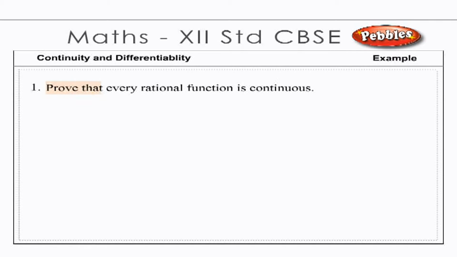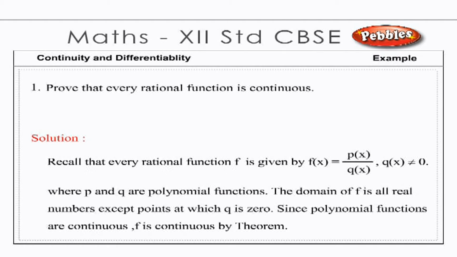Example: prove that every rational function is continuous. Solution. Recall that every rational function f is given by f of x equal to p of x by q of x, q of x not equal to 0, where p and q are polynomial functions. The domain of f is all real numbers except points at which q is 0. Since polynomial functions are continuous, f is continuous by the theorem.